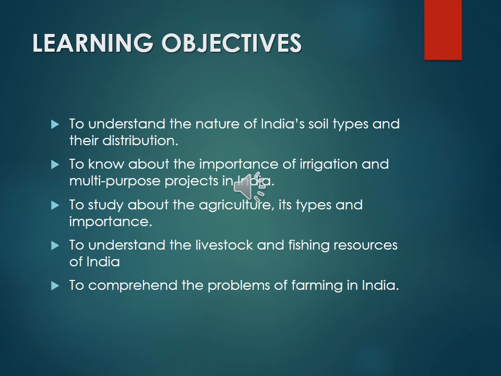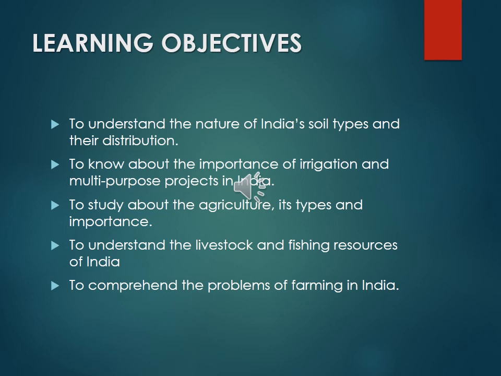Learning objectives. First, to understand the nature of India's soil types and their distribution, what the different types of soil in India are and in which states they are distributed. Then to know about the importance of irrigation. Irrigation means the artificial method of supplying water to the plants, and also the multi-purpose projects of India.